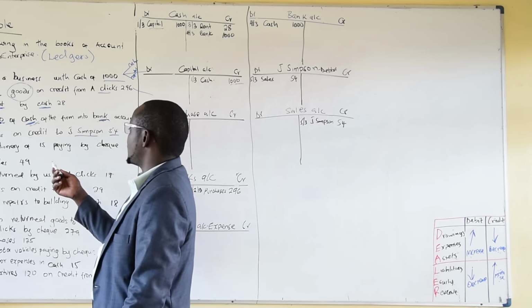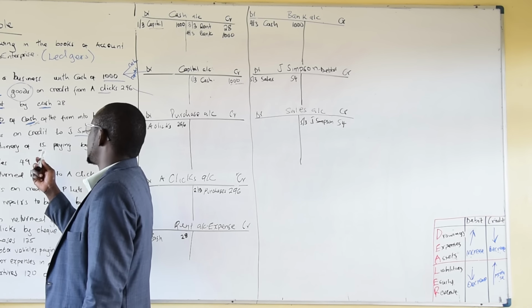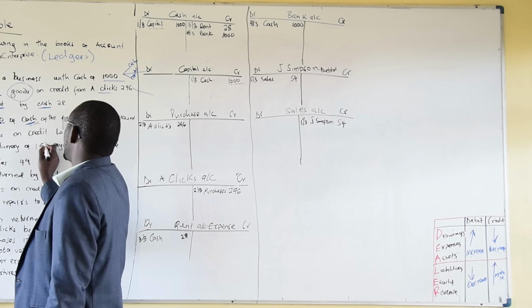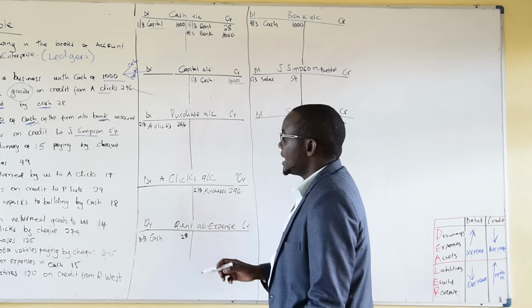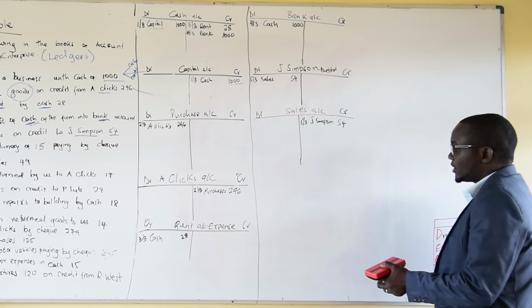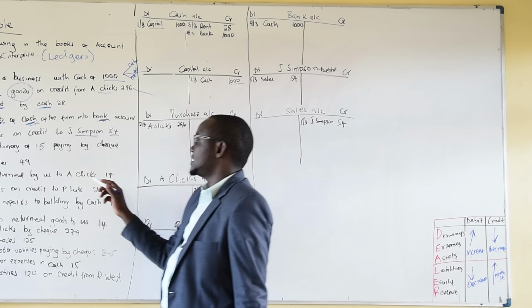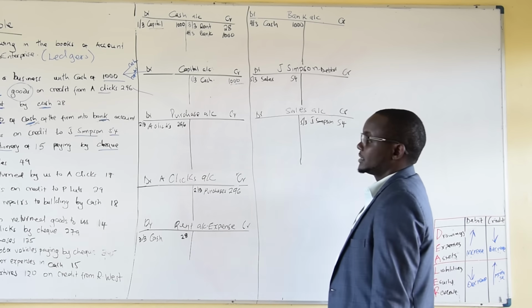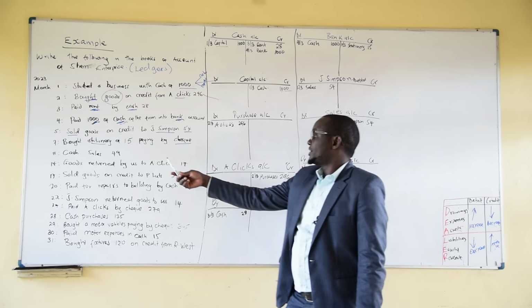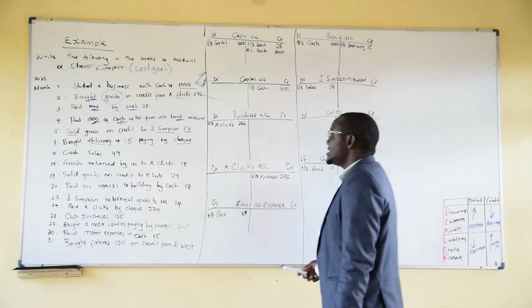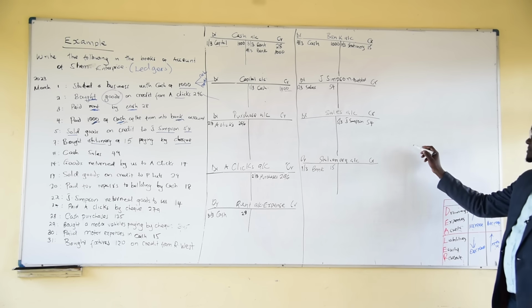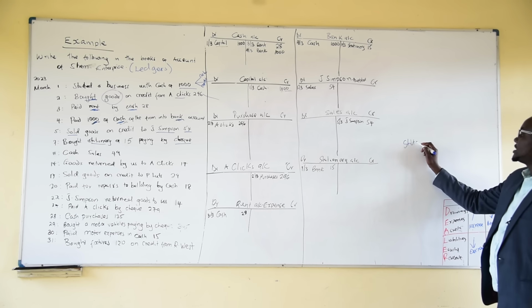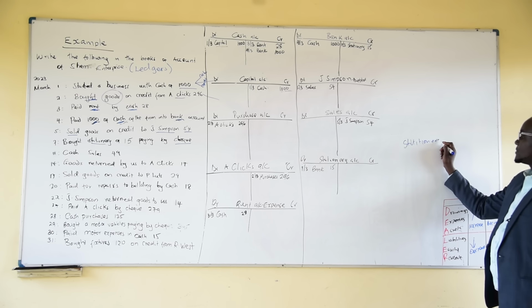We can have the next one. Bought stationery of 15 shillings. Paid by check. So here we can tell the two accounts being affected from this question are stationery and check. So when you are paying for stationery of 15 shillings, it means the stationery expense is increasing. So here we have stationery and we have bank.